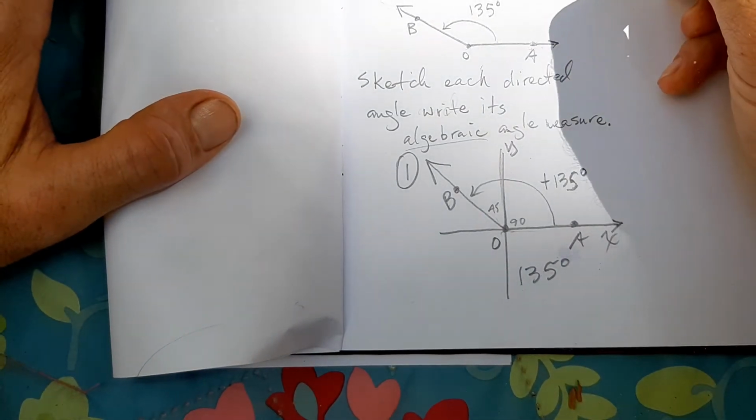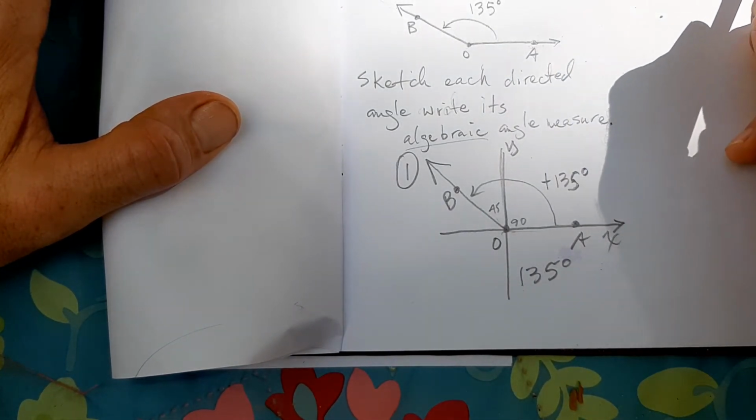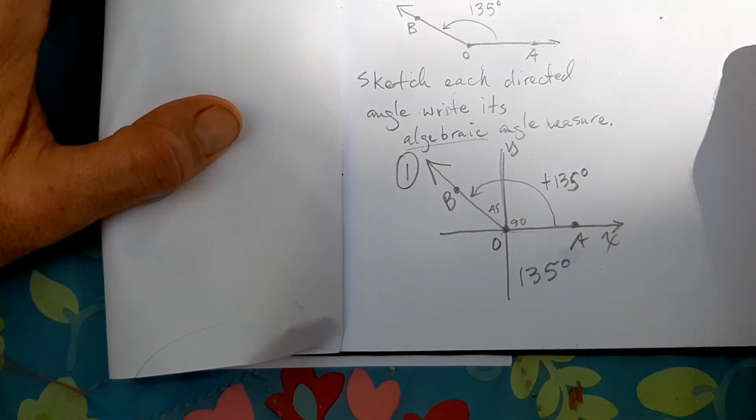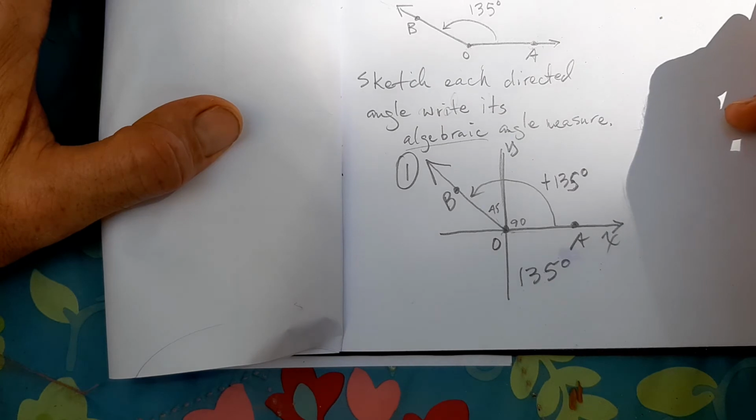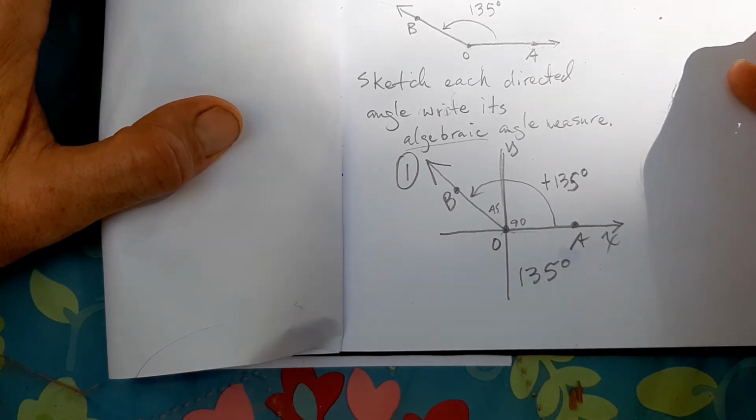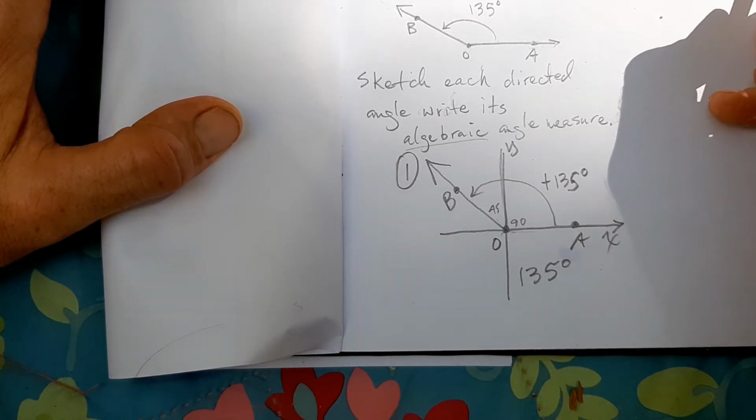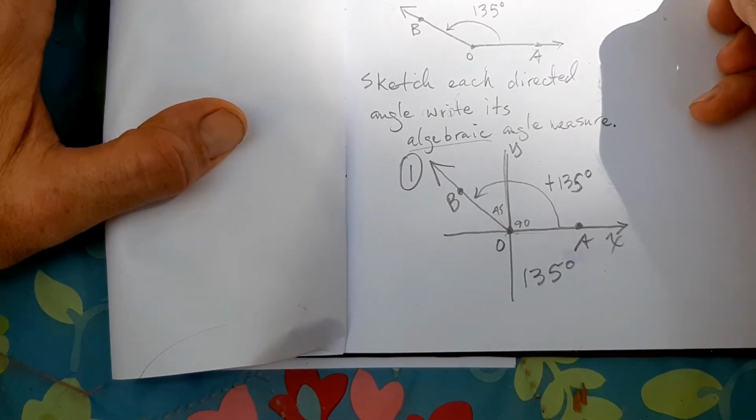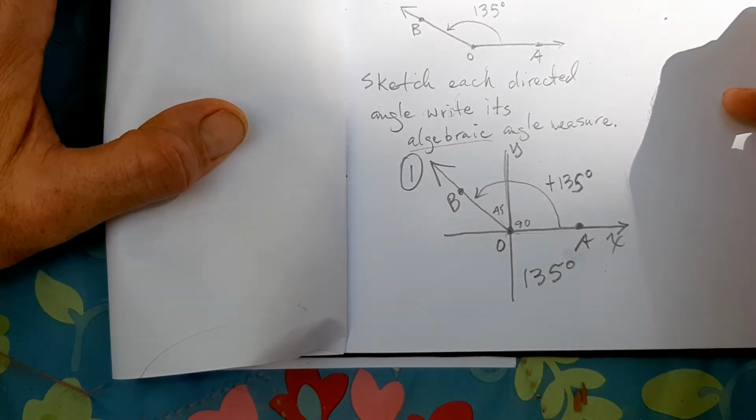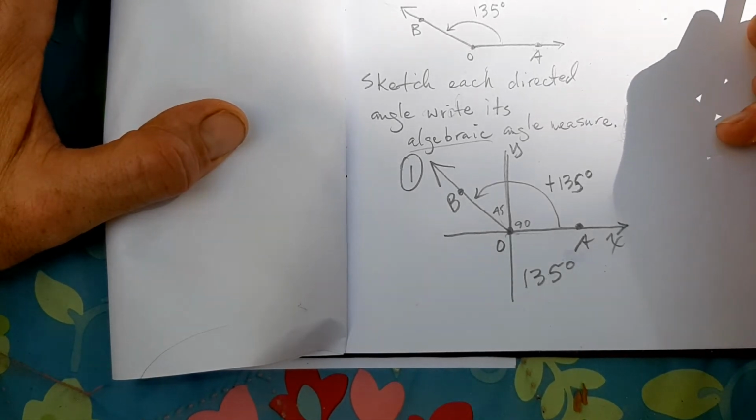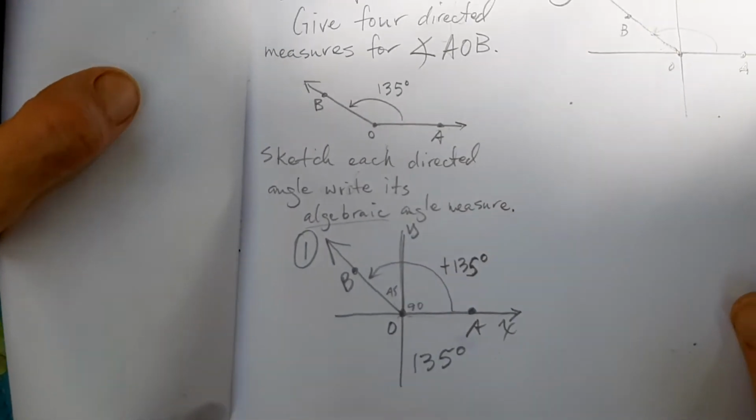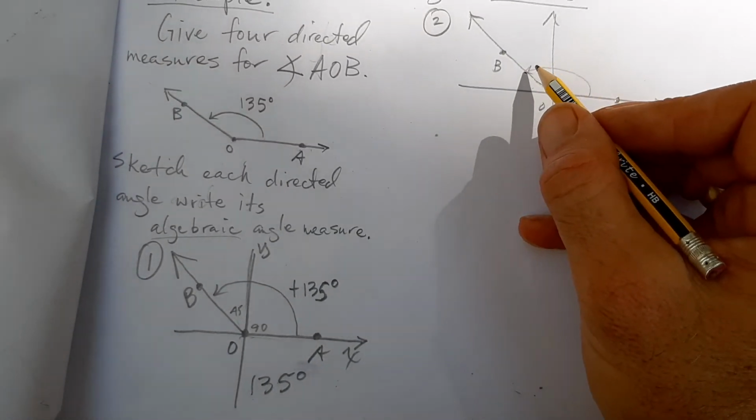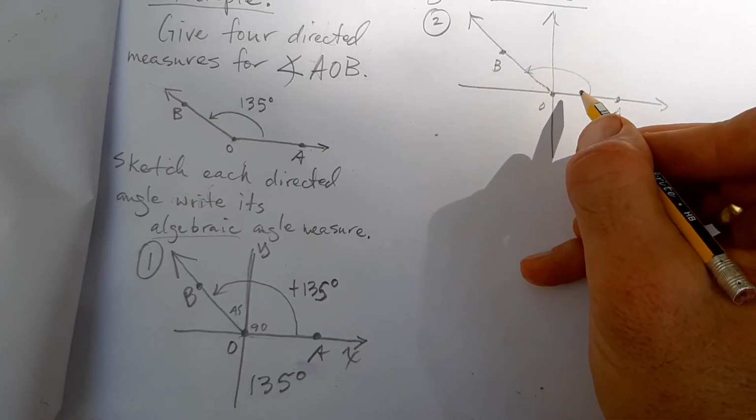Well, the second way is I'd start with the easy one, the obvious one that we just did. So I turn from ray OA to ray OB. I turn that 135 degrees positive. Oops, I'm sorry, I'm off the screen here. My little setup here. Sorry about that. So I turn that 135, and then I keep on going.